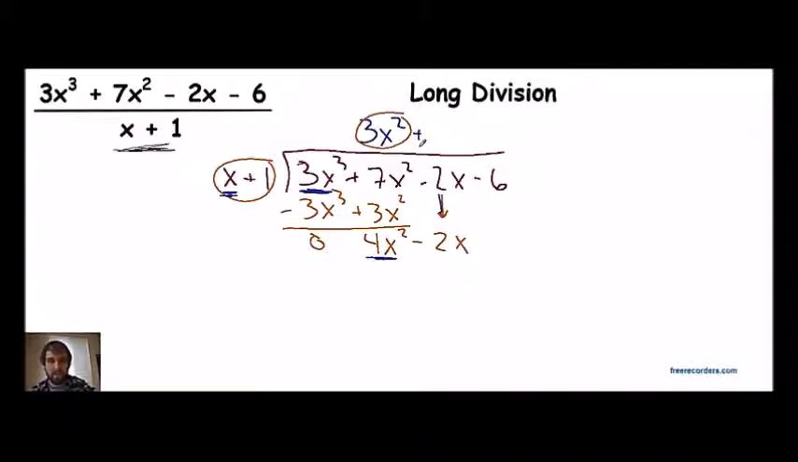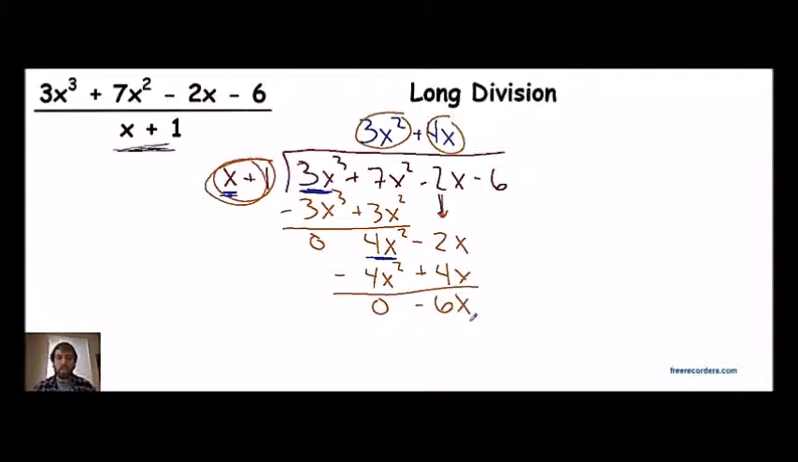So positive 4x times. We'll repeat these steps. Take that, multiply it by that, and so we'll see that this ends up being 4x squared, like we'd hoped, plus 4x. And again, we're going to subtract that line from it. So there's our 0 we're hoping for. Negative 2x minus 4x more gives us a negative 6x. And so we see here, let's bring down that next term, minus 6. We'll repeat this step one last time.